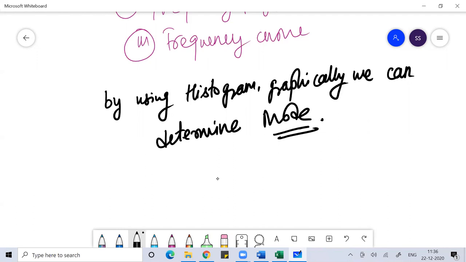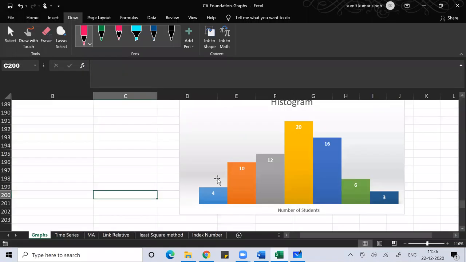So what they are doing here is using mode. What is mode? Mode basically means the data which repeats the maximum. That is what we call mode. So graphically, we can determine the mode by using a histogram. How do we do it? Out of all the rectangles, choose the rectangle which has the maximum height. I hope you are getting this. The rectangle having the maximum height is this. So out of all rectangles, choose the rectangle having the maximum height.